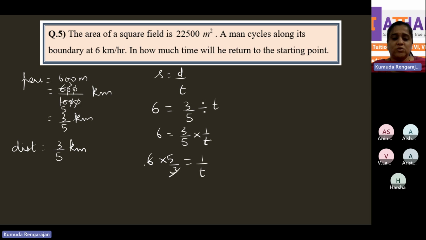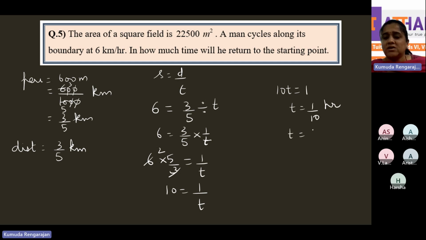So 3 ones are 3, 3 twos are 6. 10 is equal to 1 by t. Cross multiply. 10t is equal to 1. t is equal to 1 by 10 hours. Okay, so now 1/10 of an hour. So we'll convert it to minutes. So 1 by 10 into 60. It's converted to minutes. So now 0 and 0 get cancelled. So t is equal to 6 minutes.